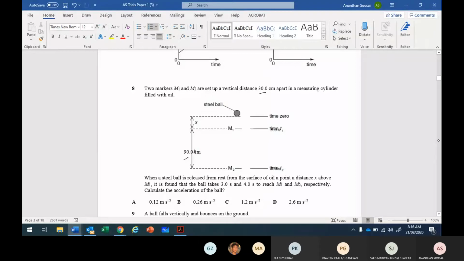A steel ball is released from rest from the surface of the oil, a distance of x above M1. It is found that the ball takes 3 seconds and 4 seconds to reach M1 and M2 respectively. Calculate the acceleration of the ball. M1 it took 3 seconds. M2 it took 4 seconds.